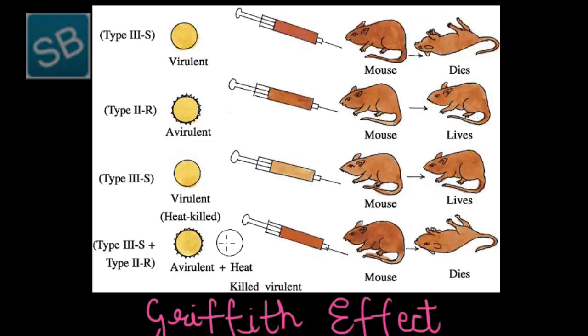Now, why did this occur? Because the avirulent strain, after heating, developed the antigenic property within, and as a result the mouse died. Thus, in Griffith effect, 4 instances were considered.